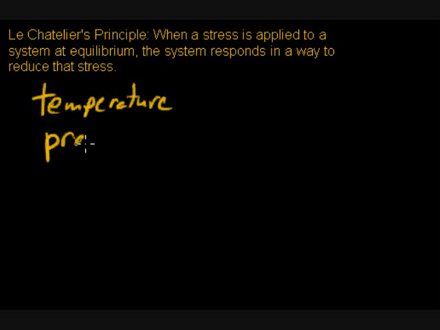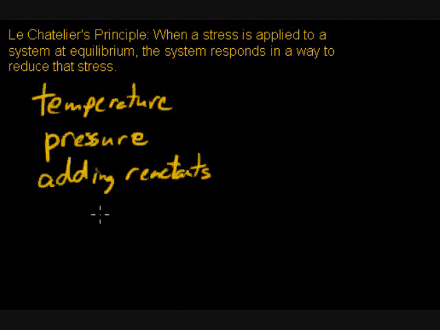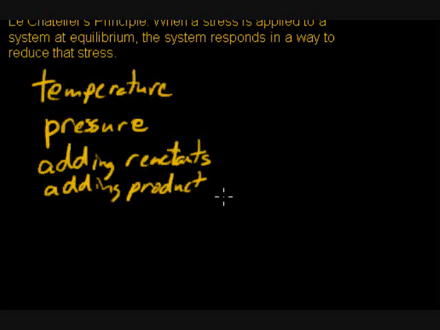Another thing you could do is apply pressure. Pressure puts the molecules closer together or further apart, increases how fast they're running into one another, and so pressure is a stress. Another stress is adding reactants. If we add reactants to the system, then that's going to stress the system. We could also add products. If a reaction is making products, then adding more of that product externally would stress the system.